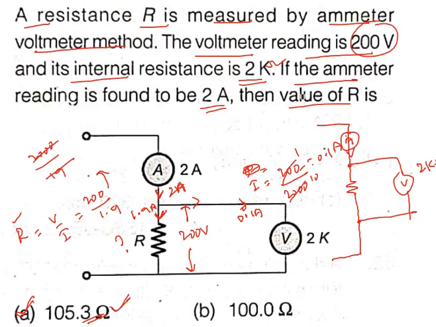One important point to be remembered here: regarding an ammeter, internal resistance is 0. For a current source, internal resistance is infinite. And regarding a voltmeter, the important point is: for a voltage source, internal resistance is 0, but for a voltmeter, internal resistance is infinite. Don't forget this.